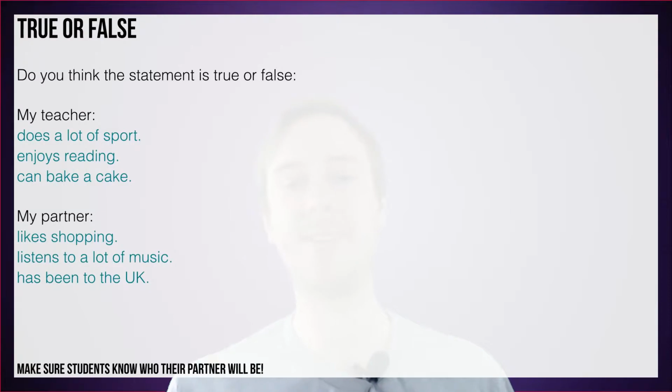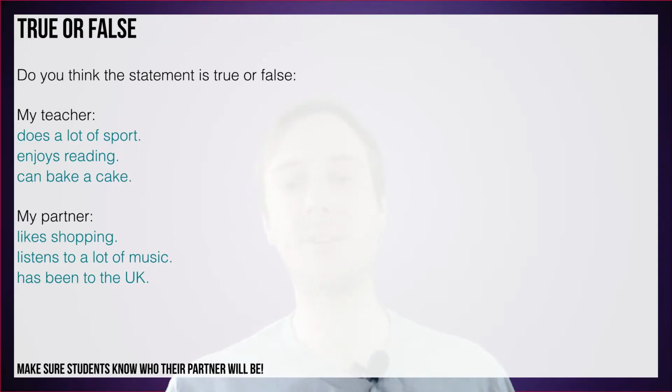Another great activity is to have students make guesses about their partner, such as whether they do a lot of sport, whether they enjoy reading or can bake a cake. To do this, give some statements about you and have students guess if they're correct or not. Then, give students a list of statements to decide if they're correct about their partner or not. Then students can ask each other to check.